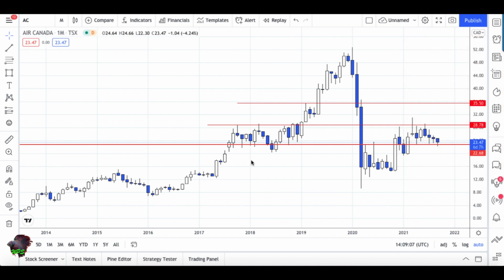So let's start with Air Canada here. We have this beautiful move to the upside. This is a monthly chart, right? So all these candles represent 1 month of trading, for a very long time now, from 2016 here. These red lines represent support and resistance areas that I can see on the chart that can be significant for us to look at.